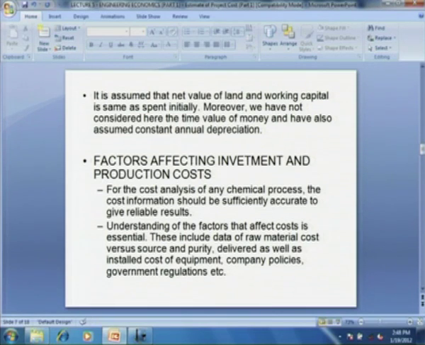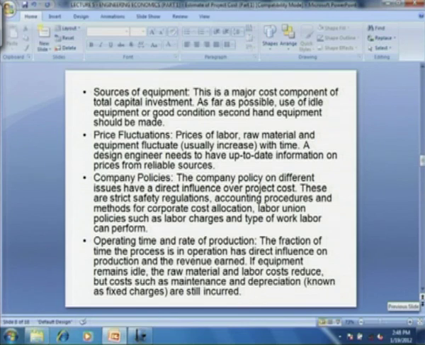Now, what I have done here is that I have listed some major factors that affect the investment and production cost. The first is the source of equipment. As I just said, one major cost is that of the source of equipment. As far as possible, use idle equipment or equipment in good condition, second hand, bought from other companies for your plant. That will reduce the fixed capital investment of your company and will increase the profitability.